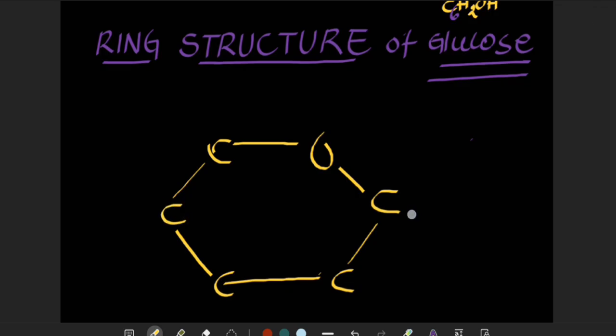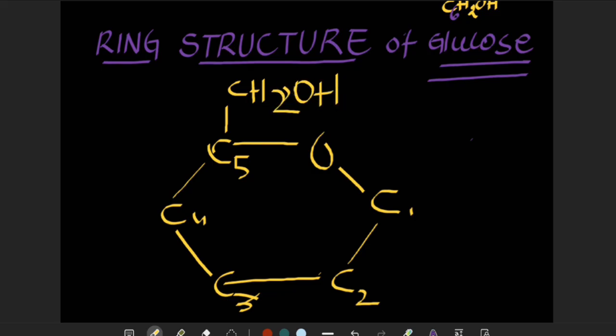So this is carbon 1, this is carbon 2, this is carbon 3, this is carbon 4, and this is carbon 5. But we had 6 carbons, right? So 1 carbon is going to go above, and then it is going to be the 6th carbon. So the 6th carbon had a CH2OH group attached. So this is the 6th carbon, okay?